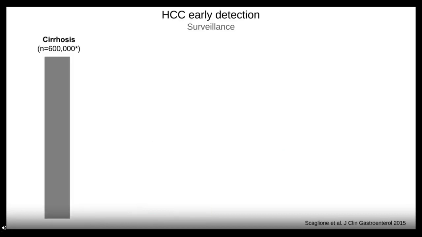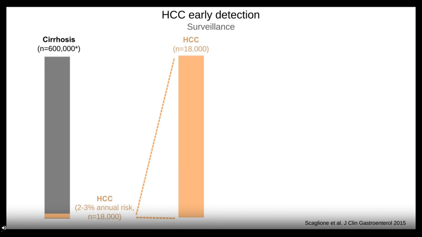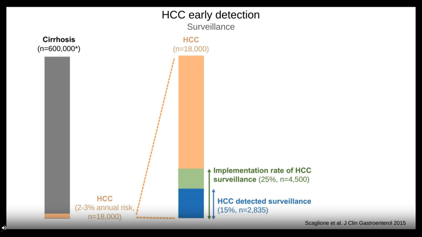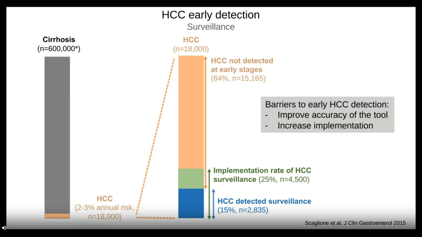So if we compute that in this figure, we have the 600,000 cirrhotics, and the 18,000 that develop HCC every year. Now, only 25% of them will be enrolled in surveillance programs. If we apply here the performance of the early detection tools, only 15% of the total amount, so around 3,000 patients, will actually be detected, leaving a staggering 84% of the patients, 15,000, who would not be identified because either they're not enrolled in surveillance or because the tools are not good enough to detect early stage tumors. So here I have the two barriers for early HCC detection.